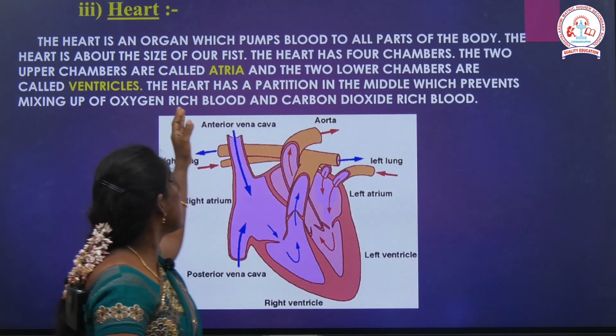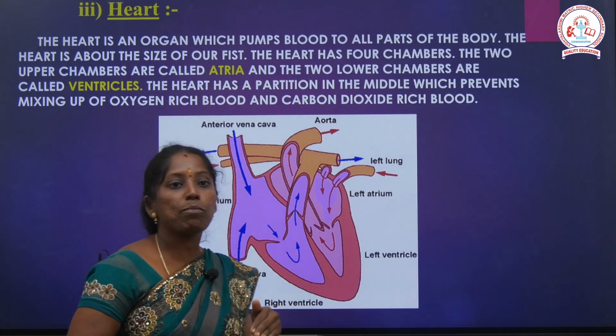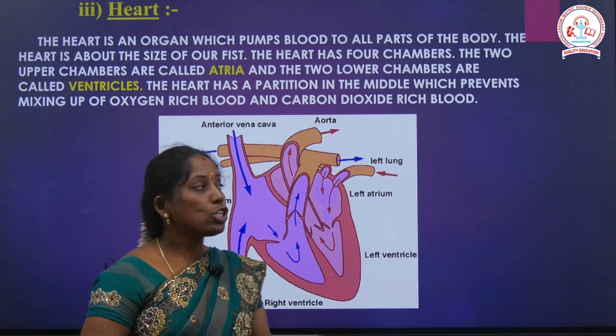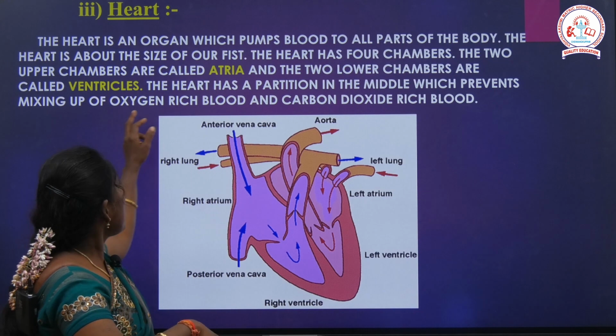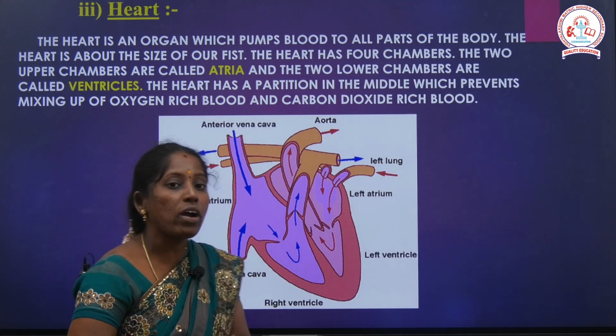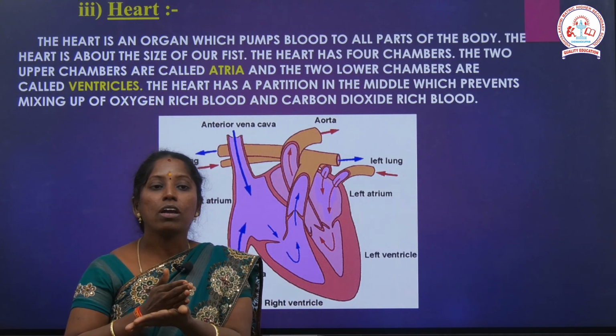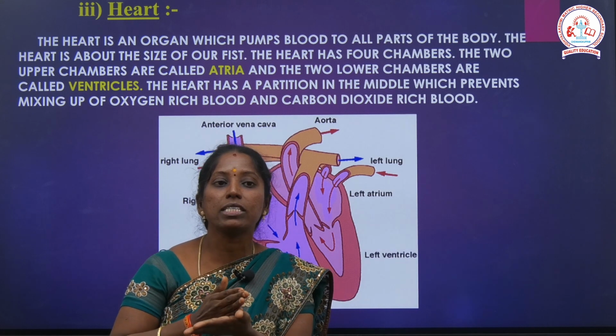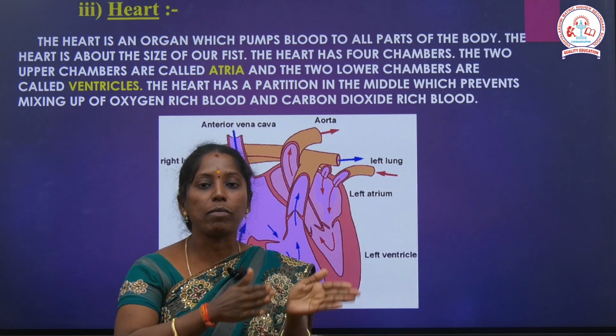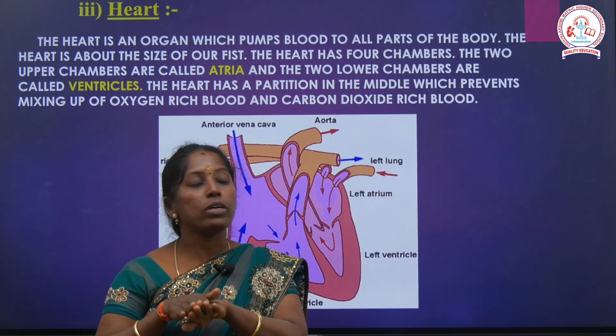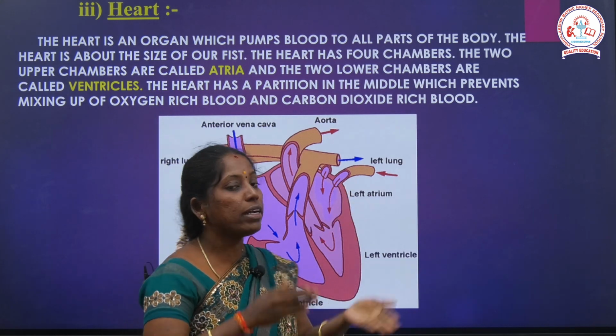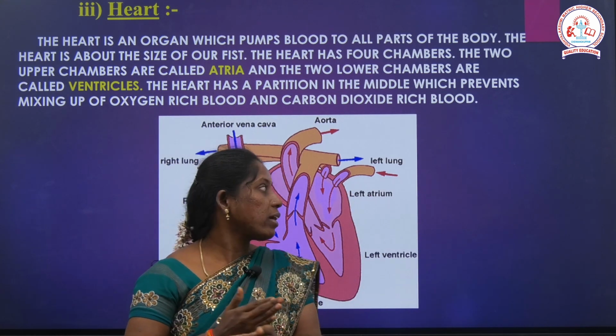Upper chambers are called atria, lower chambers are called ventricles. So in the middle part the heart has a partition in between. Why is there a partition in between? Because it prevents the mixing of the oxygen rich blood and carbon dioxide rich blood. The two should not mix together, so they have put a partition in the middle.